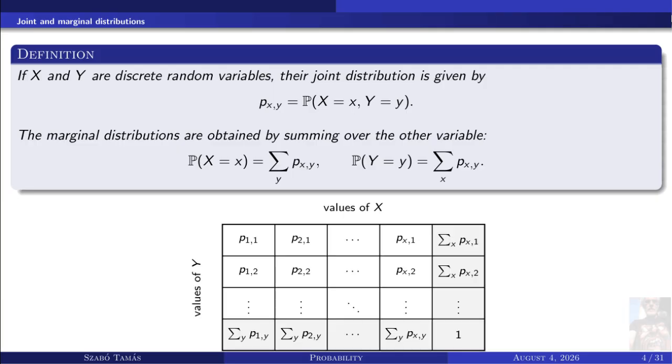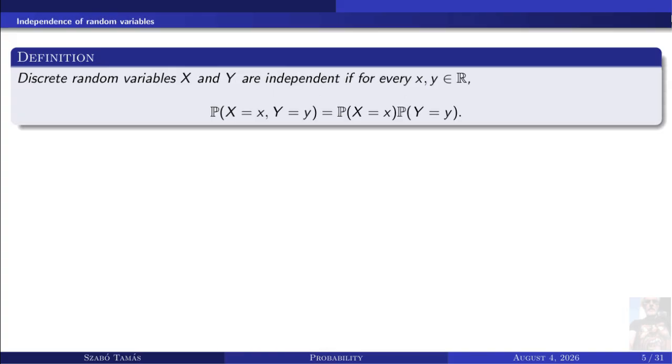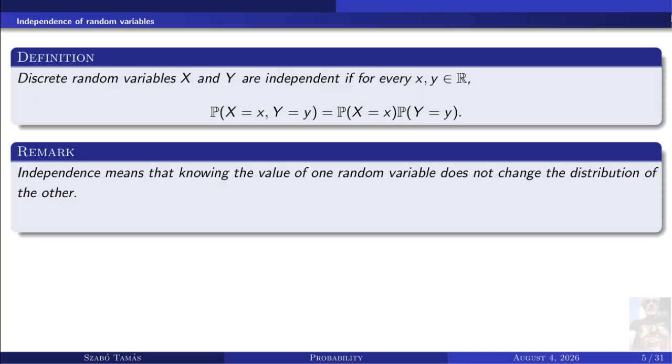The joint probabilities form a table. The marginal distribution of X is obtained by summing columns, and the marginal distribution of Y is obtained by summing rows. We now define independence of random variables. Discrete random variables X and Y are independent if, for every x and y, P(X = x and Y = y) is equal to P(X = x) times P(Y = y). Independence means that knowing the value of one random variable does not change the distribution of the other. This is stronger than simply having no linear relationship.